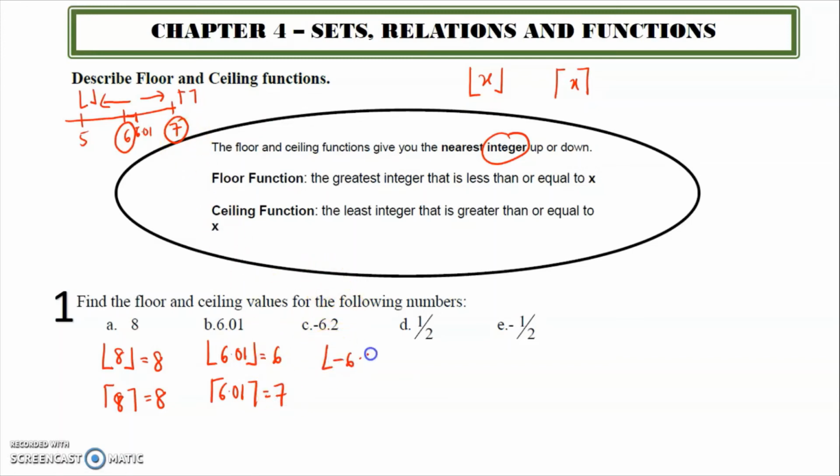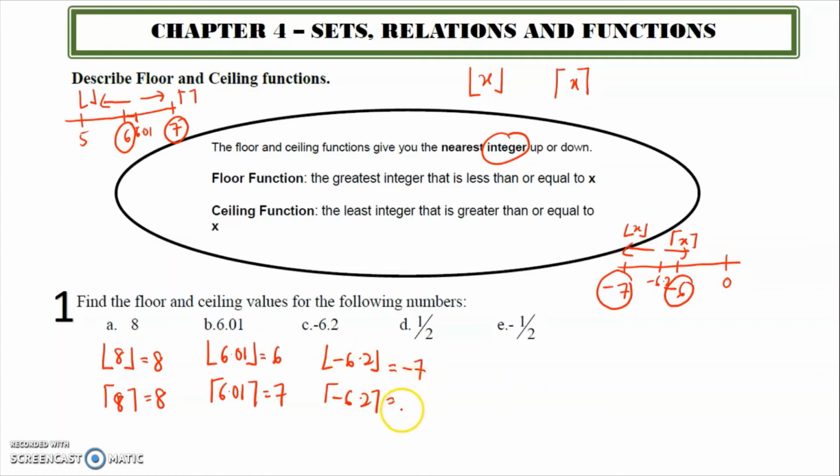Okay, negative 6.2. Okay, untuk negative, so negative 0, negative 6, negative 7. So negative 6.2 is between negative 6 and negative 7. So negative 6.2. So to the left is its floor. To the right is its ceiling function. So the nearest integer are negative 7 and negative 6. So the answer for floor negative 6.2 is negative 7. So the answer for ceiling for negative 6.2 is negative 6.